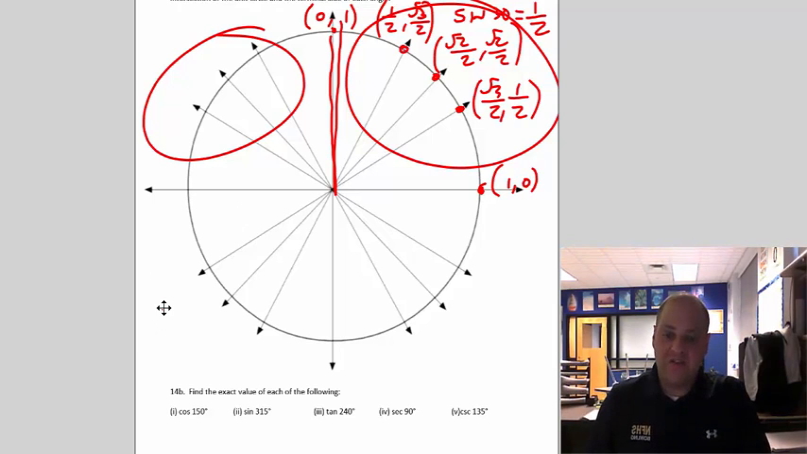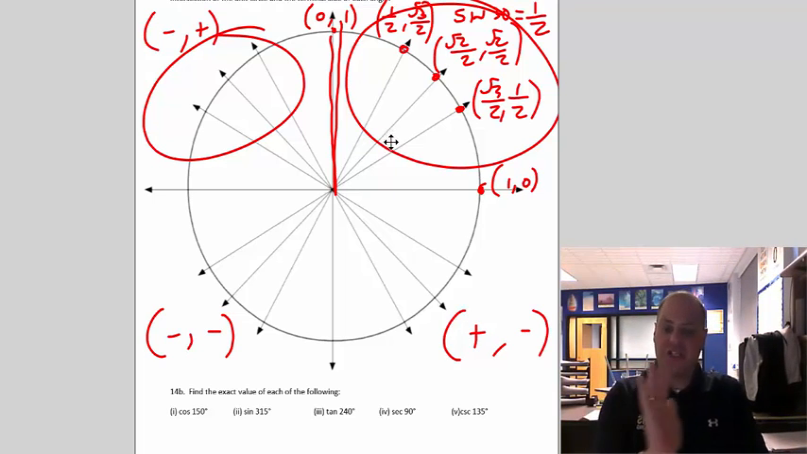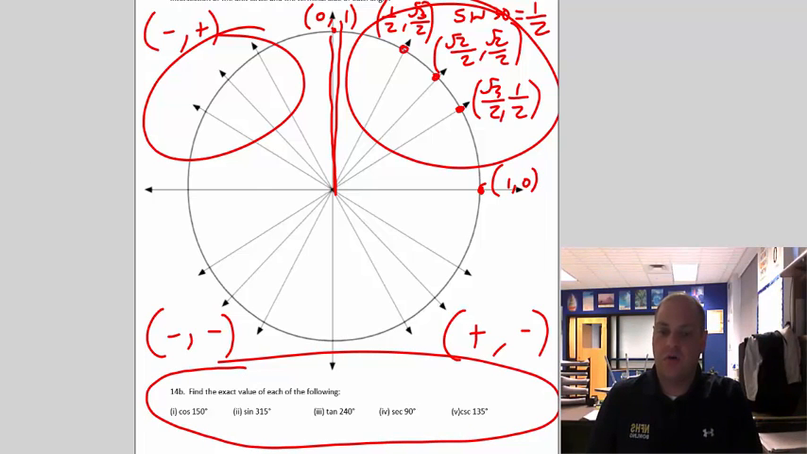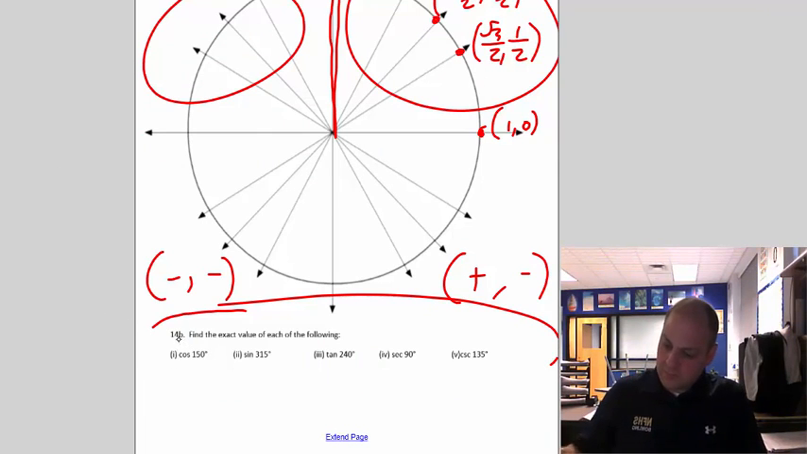It'll be negative, negative, negative down here. This is going to be negative, positive. This is going to be positive, negative. So it's just reflections. All right. Once you get that, you'd be able to answer all of these. Okay. You should know those. I'll give you these answers just so you could check yourself. Got them ahead of time here.